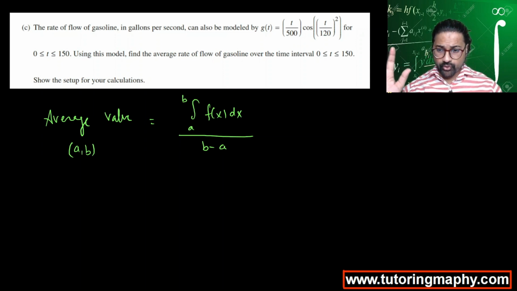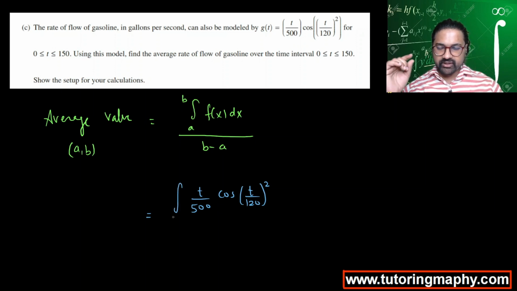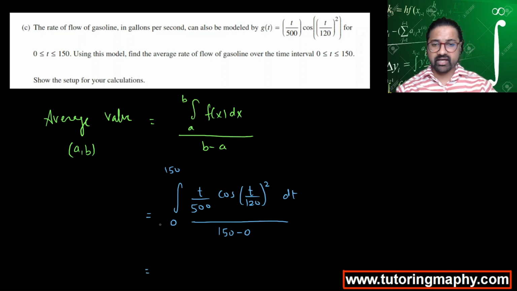So in this case, I believe the function is t over 500 times cos squared of t over 120. This should be integrated between 0 and 150 because the limits are already given in the question. There you go. Obviously there comes a dt here, over the upper bound, which is 150, minus the lower bound, which is 0. We just have to plug this into the calculator, so bear with me.